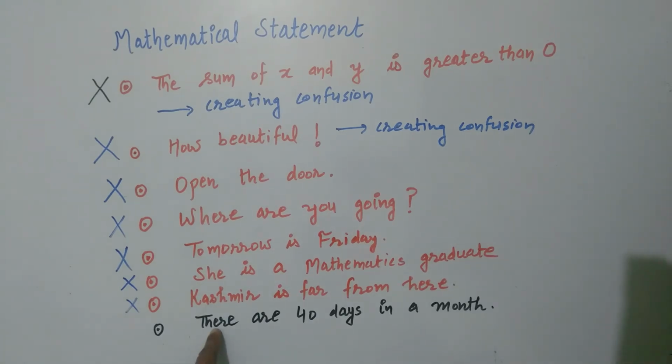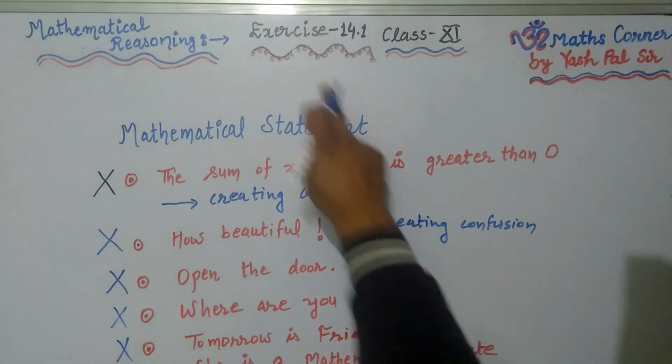Now consider this statement: There are 40 days in a month. Immediately everyone can reply, no, this is false. This is a statement, because we can reply yes or no, true or false. And what is the kind of this statement? This is a false statement. We can say this is a statement, but this is a false statement. Now from these examples we are moving towards the questions of Exercise 14.1.